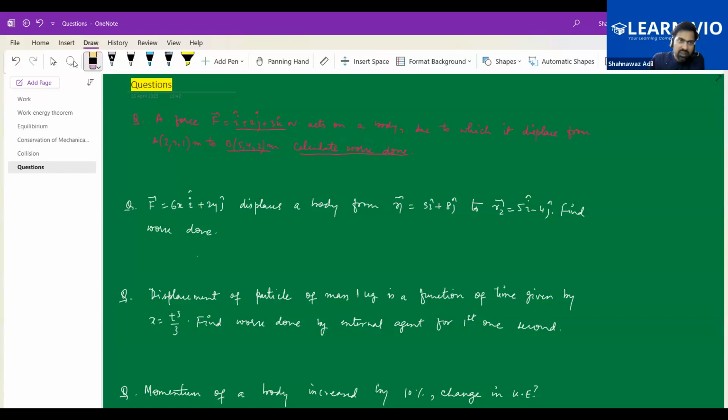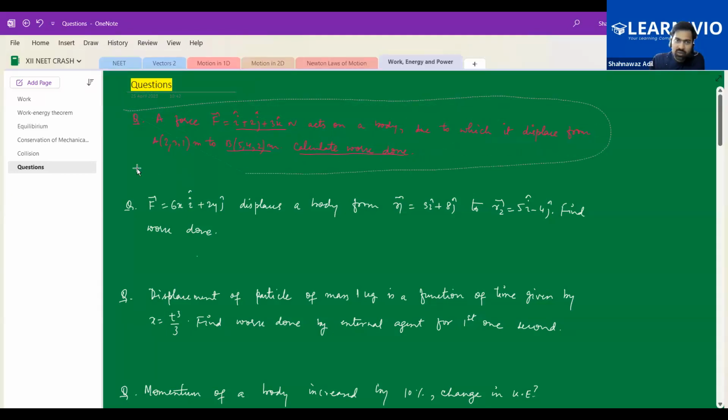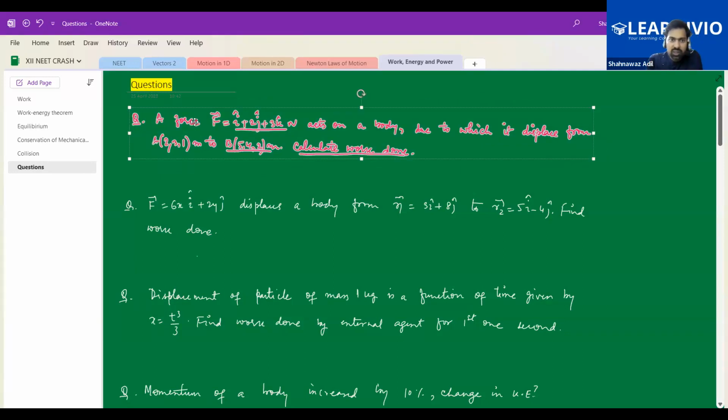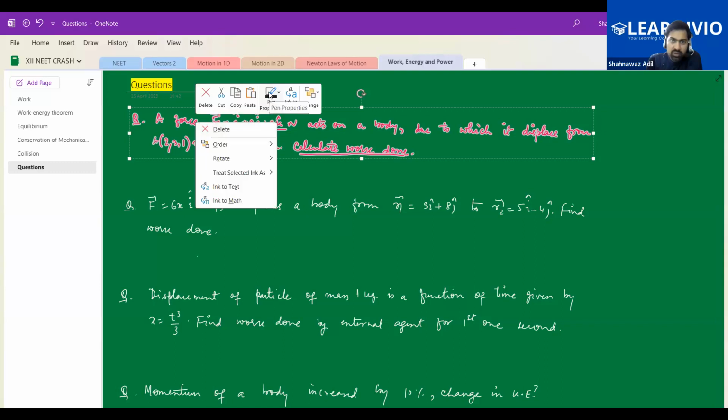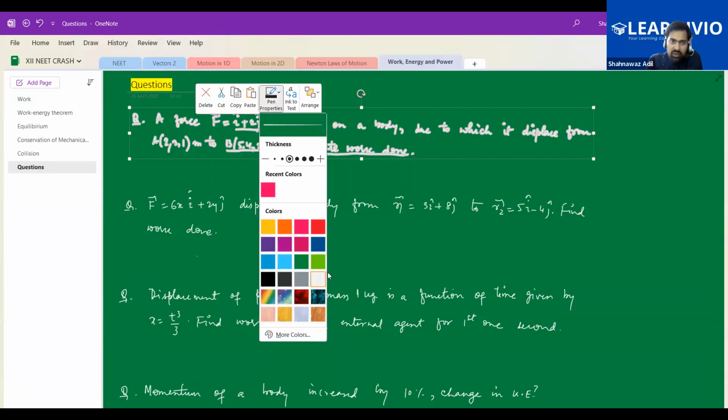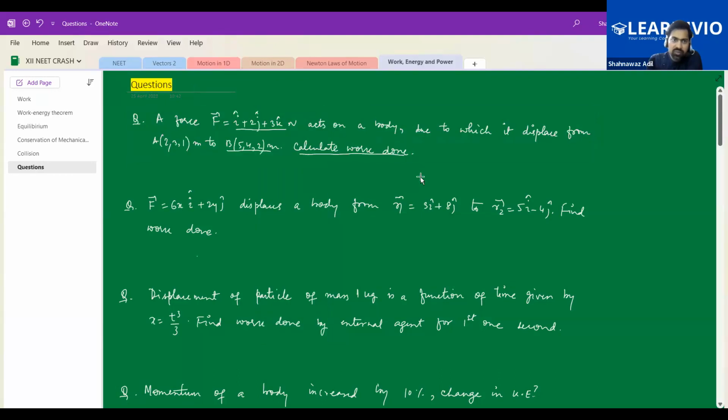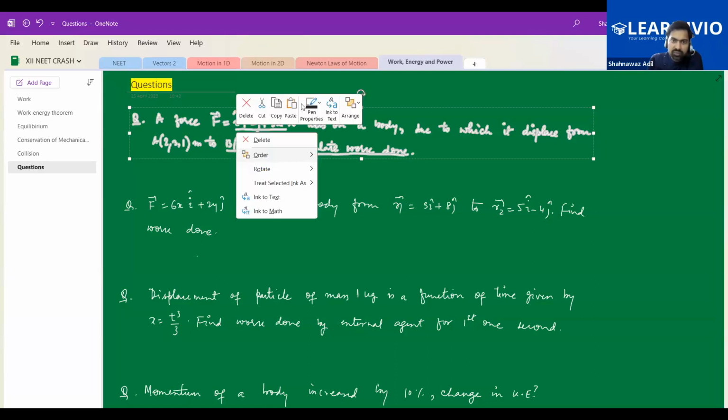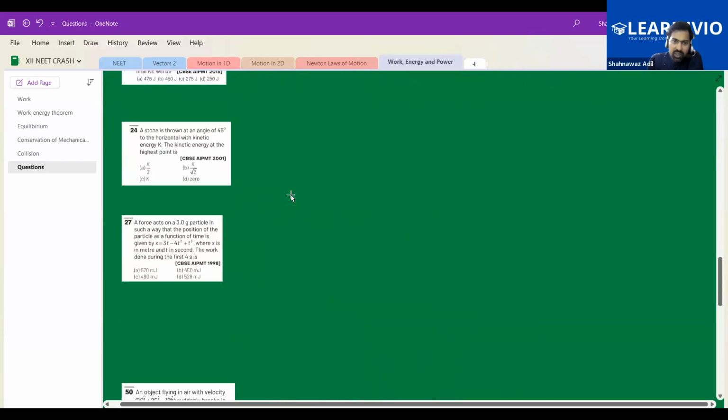Can I change the color of this? Okay. So this is the first question, right? A force acts on a body due to which it displaces from A to B. Calculate the work done. This is the simplest question that we have, right? So let's do this question. Let me just bring this thing in. Let me just copy this thing, and then let's bring it in.